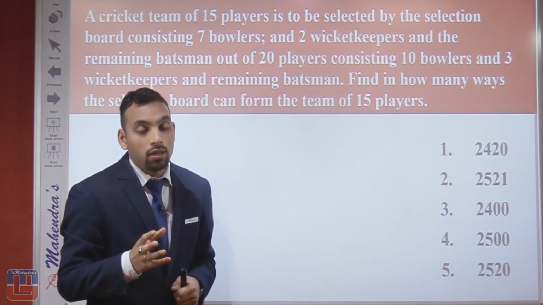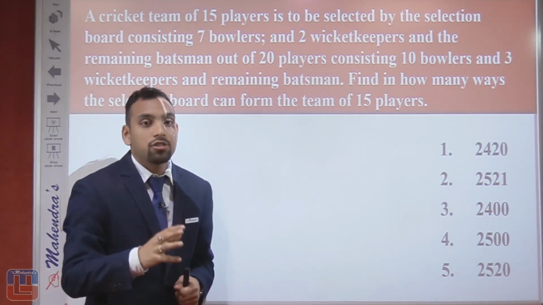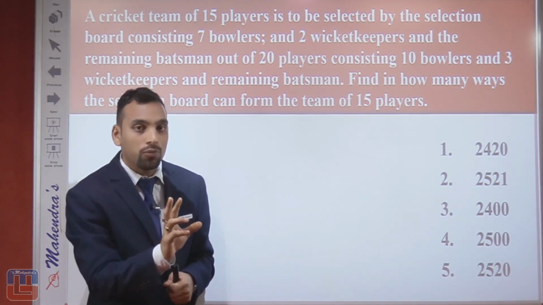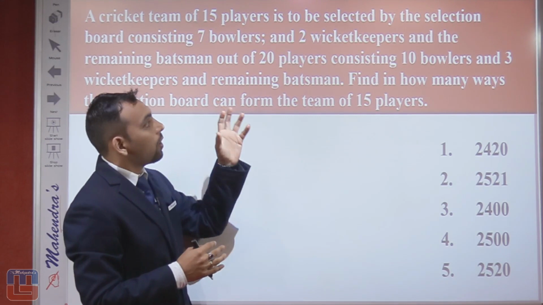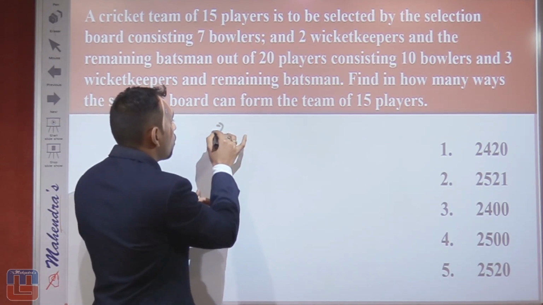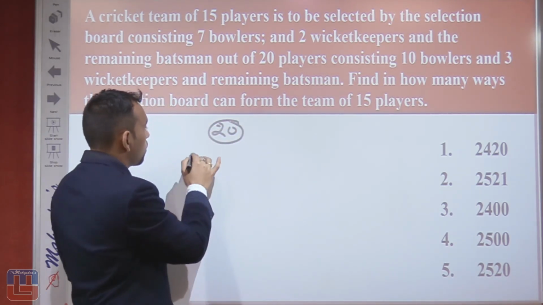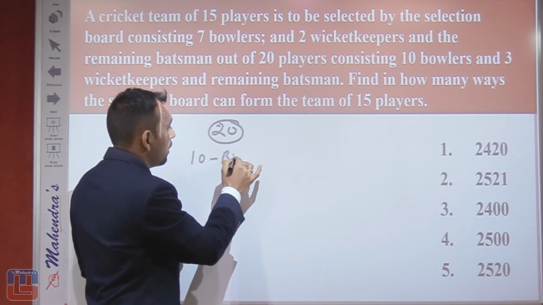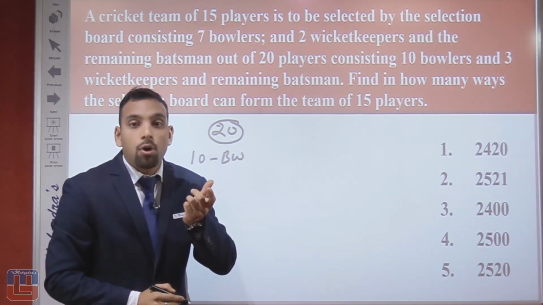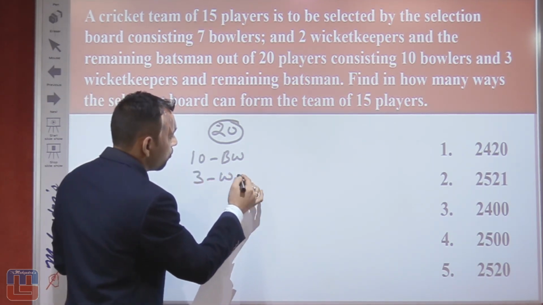Firstly we have to check. A team of 15 players is to be selected by the selection board, consisting of 7 bowlers, 2 wicket keepers and the remaining batsmen, out of 20 players. So we have a total of 20 players, consisting of 10 bowlers, which we can denote by BW, and 3 wicket keepers, which we can denote by WK.